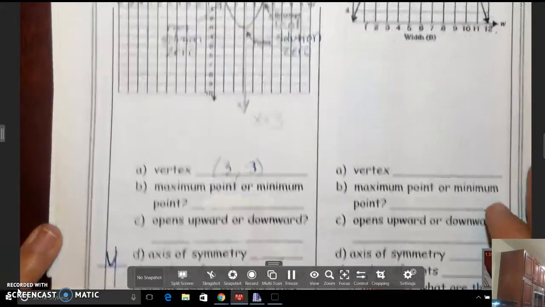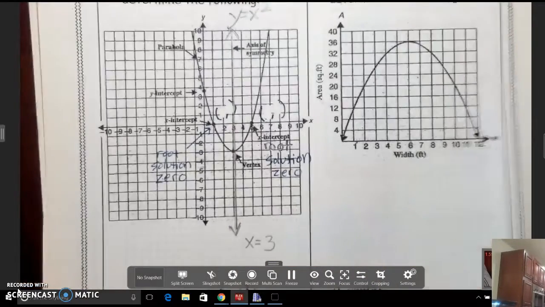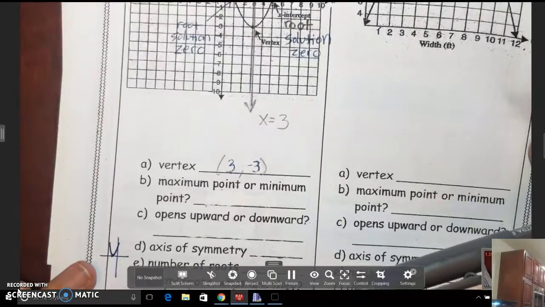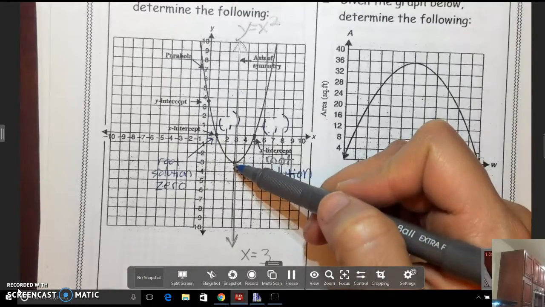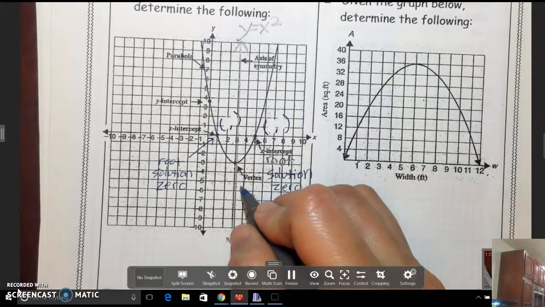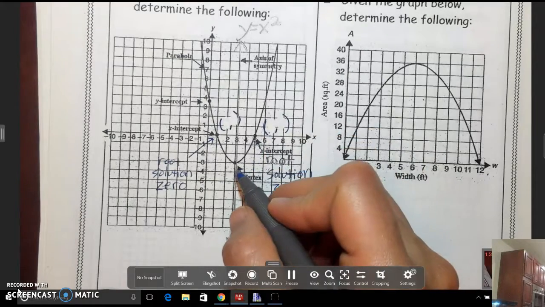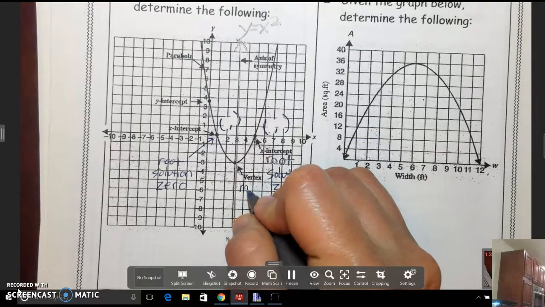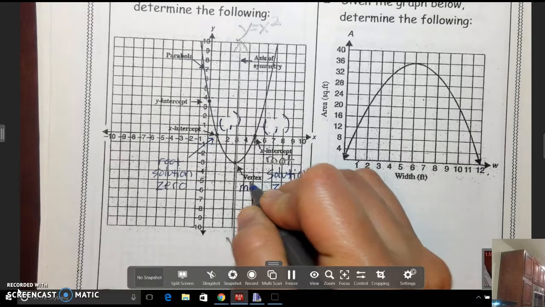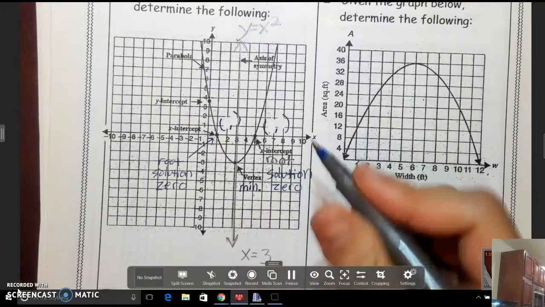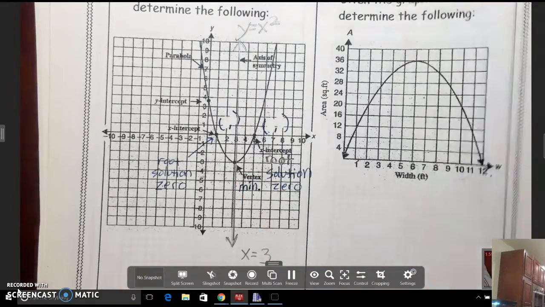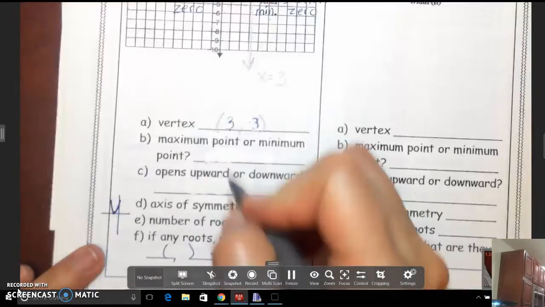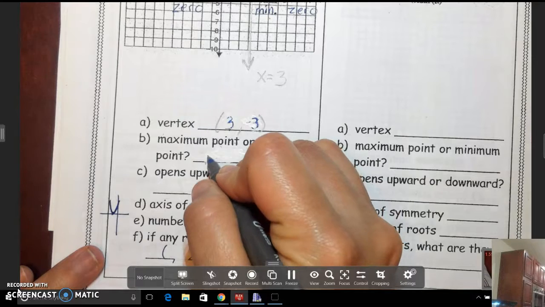Okay, and then for B, it says maximum point or minimum point. Alright, so the max and the min is still the vertex. So the vertex is at a low point, it's the lowest point of the graph, so that's going to be a minimum. So I'm going to put here min. Okay, because the vertex is at a low point, so that's a minimum. So on your B, you're going to put minimum.